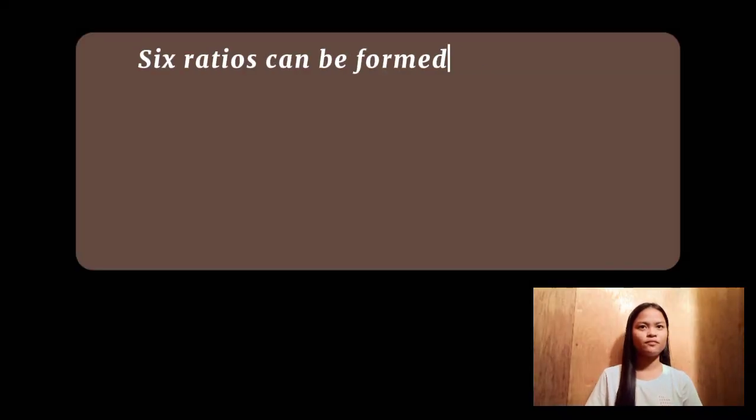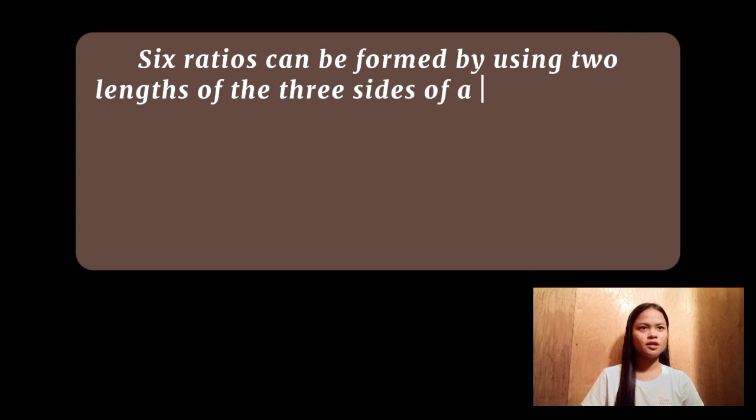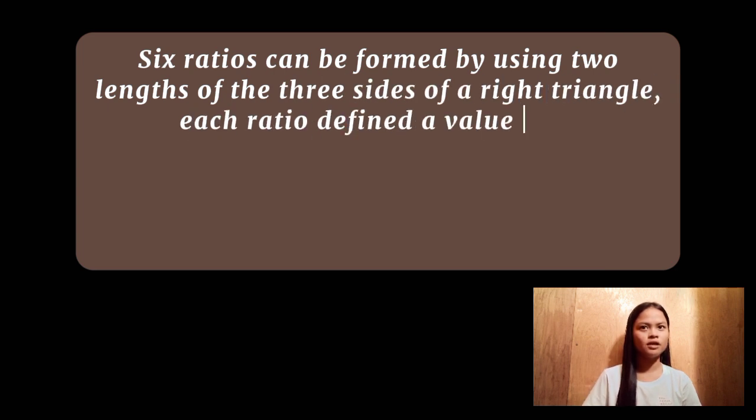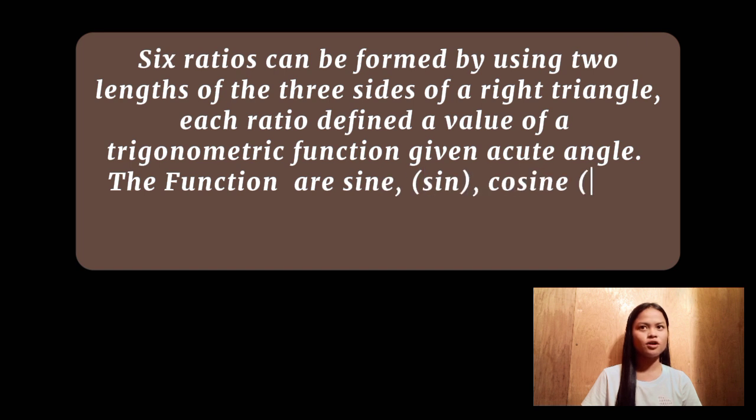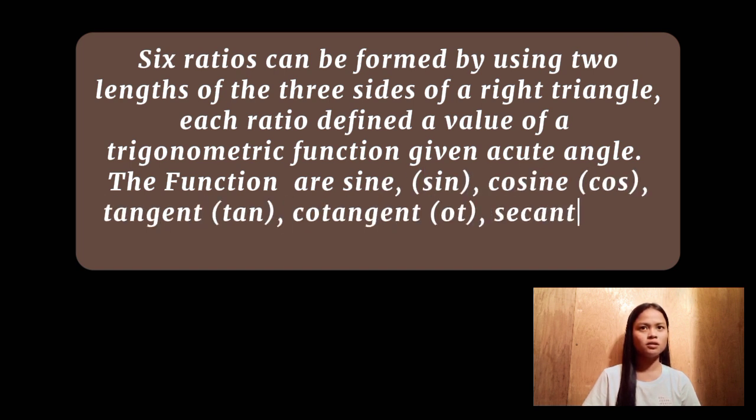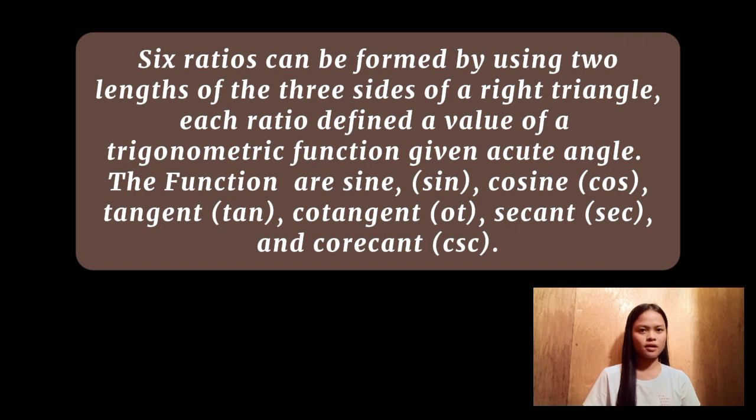In trigonometric functions, there are six ratios that can be formed by using two lengths of the three sides of a right triangle. Each ratio defines a value of a trigonometric function of a given acute angle. The functions are sine, cosine, tangent, cotangent, secant, and cosecant.